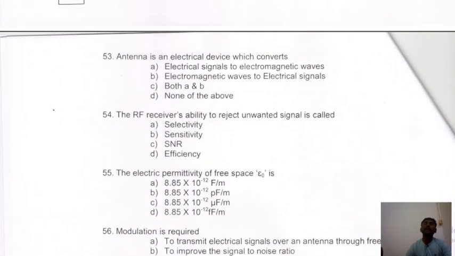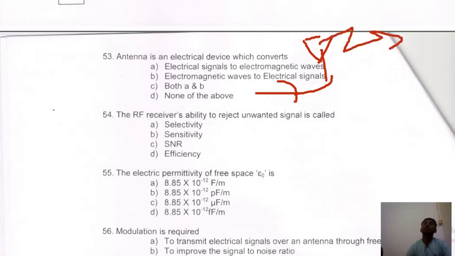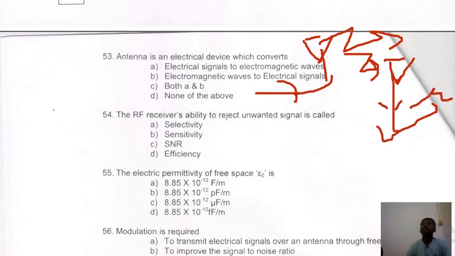So next question, 52 is already over, so 53. An antenna is an electrical device which converts electrical energy into electromagnetic waves and electromagnetic waves into electrical energy. If you are going to transmit any signal, we give it through all the amplifiers to the antenna, then this electrical energy is converted into an electromagnetic wave and transmitted.